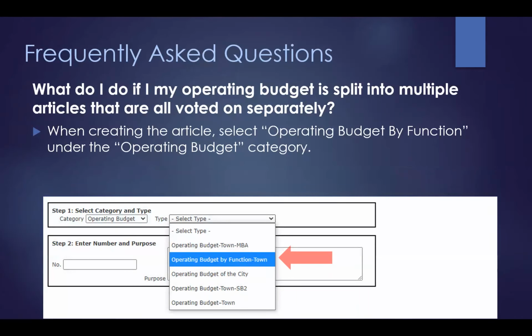I mentioned this briefly, but some communities have operating budgets that are split into multiple articles and they're voted on separately. In this case, there's a type of operating budget article called operating budget by function. And you can have as many of these as you want. And the system is smart enough to know that if you have, let's say, half a dozen of these operating budget by function articles, that they all constitute your actual operating budget together.